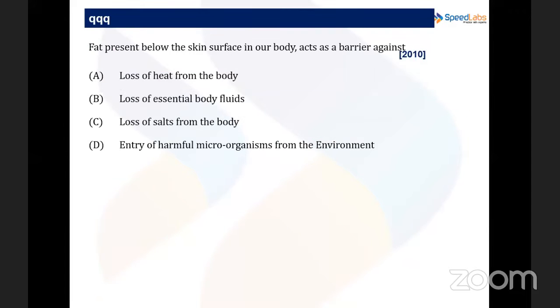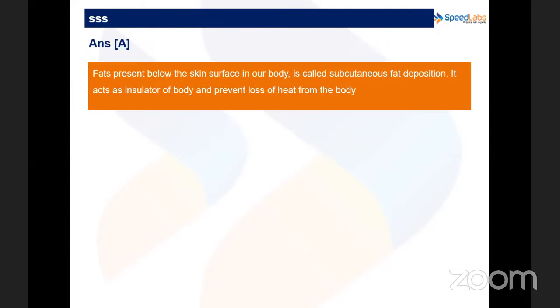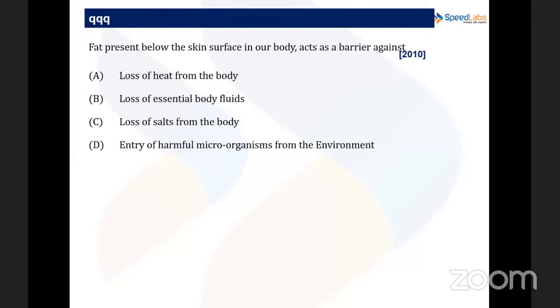The other question is, fat present below the skin surface in our body acts as a barrier against: option A, loss of heat from the body; option B, loss of essential body fluids; option C, loss of salts from the body; option D, entry of harmful microorganisms from the environment. So the answer to this question is option A, loss of heat from the body. So this is the correct answer for this question.